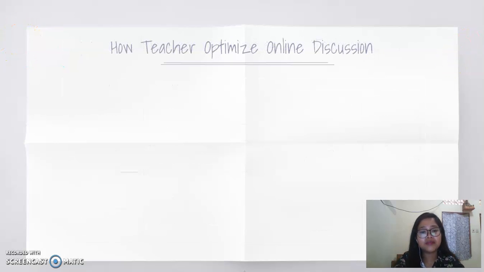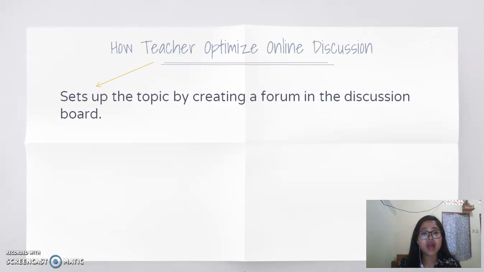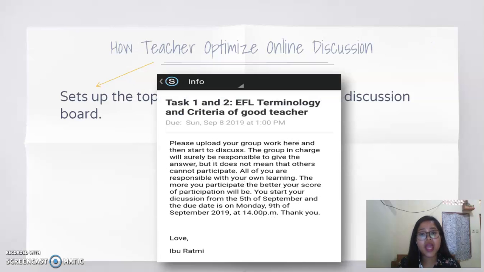And then next is how teachers optimize online discussion. Optimizing online discussion is really important. To optimize the online discussion, the teacher must set up the topic by creating a forum in a discussion board. It might be a question to the class or a topic for conversation. Make sure each forum has a topic title and topic posting. This is one of the examples of a discussion forum made by the teachers.